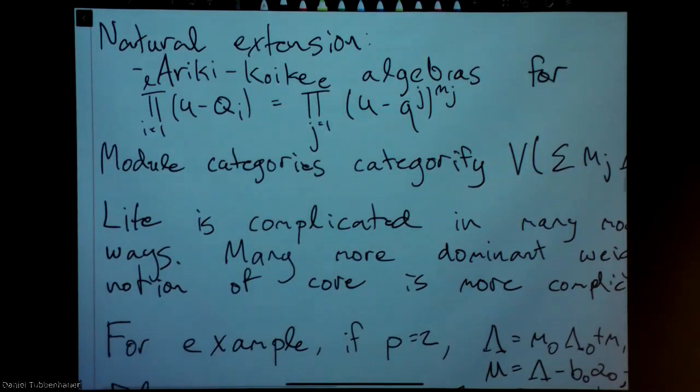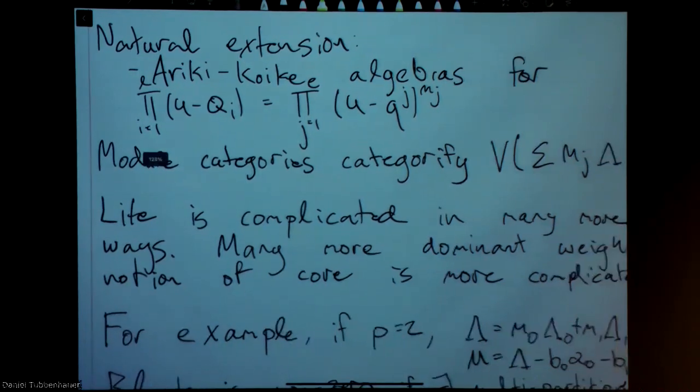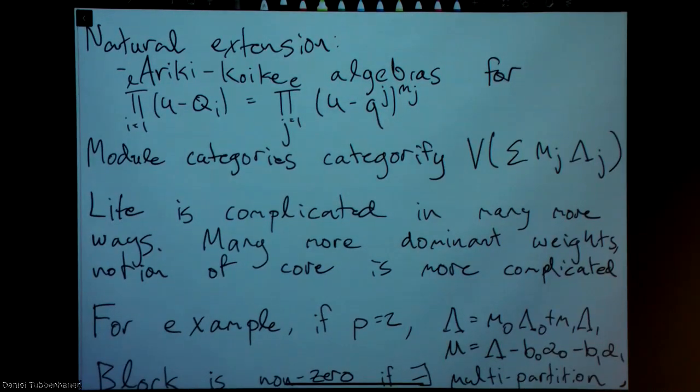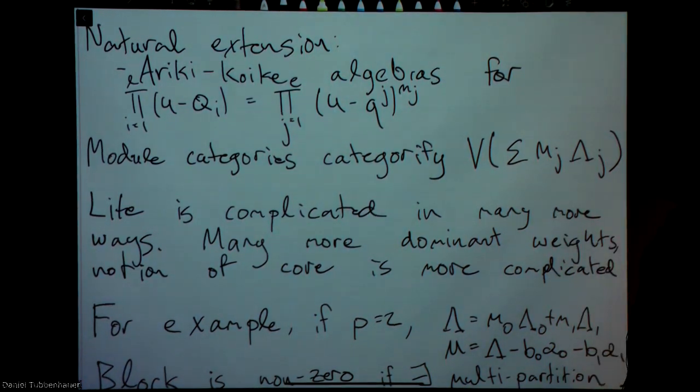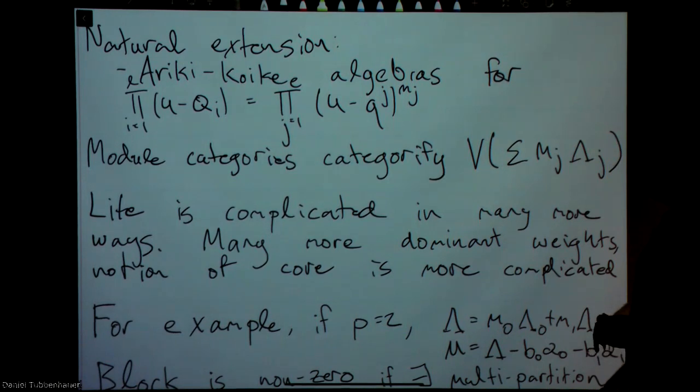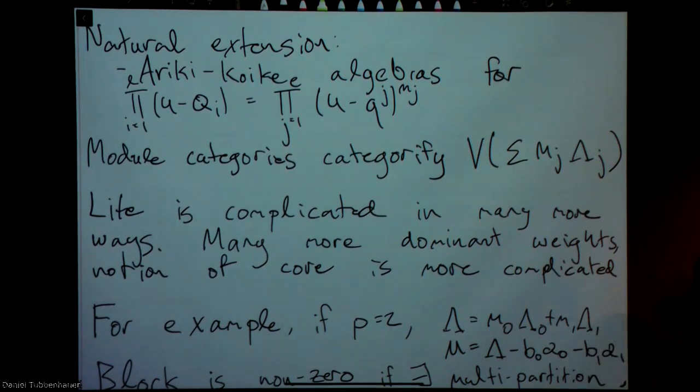So there's a natural extension, which is to look at Ariki-Koike algebras or cyclotomic affine Hecke algebras, depending on your preferences. I won't define these for want of time, but they're a generalization of the symmetric group where you essentially throw in an extra polynomial generator. They were in Vanessa's talk.